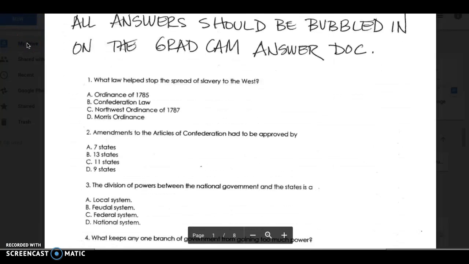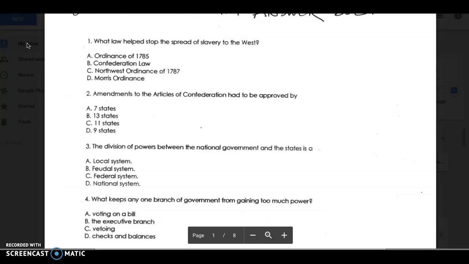Number 1. What law helped stop the spread of slavery to the West? A. Ordinance of 1785. B. Confederation Law. C. Northwest Ordinance of 1787. Or D. Morris Ordinance.